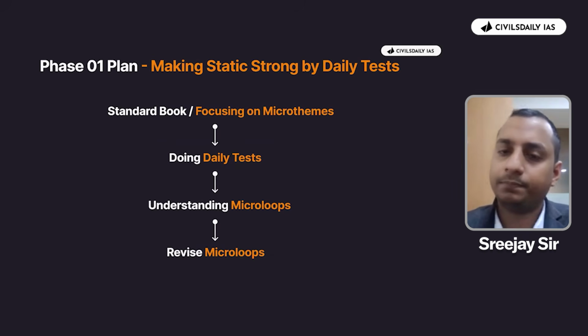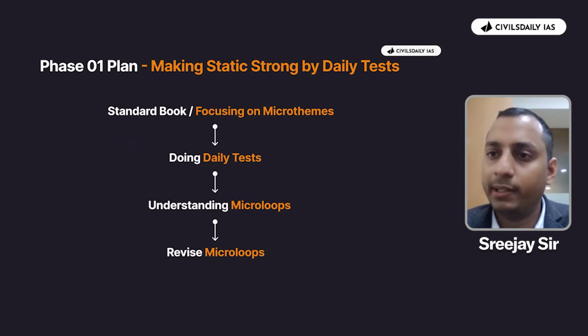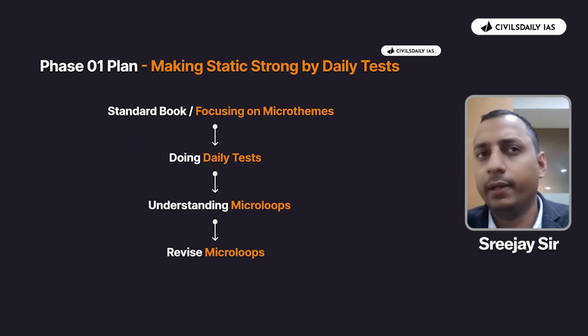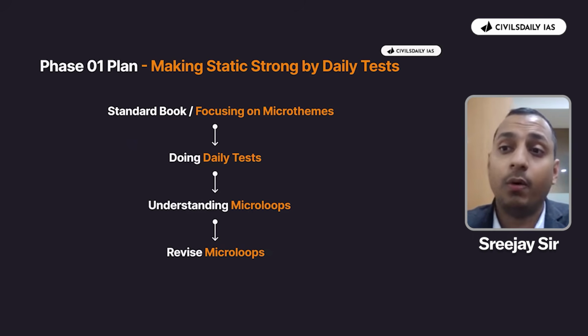So what do you need to do? Each and every day for the next 60 days, make your static strong, focus on one standard book, do the daily test, understand whichever areas you're lacking. Let's say if you take fundamental rights, you do 20 questions. You understand that, okay, in the fundamental rights 20 questions, I have only got 7 questions right. So you understood that you are weak in fundamental rights, and therefore you revise the same.